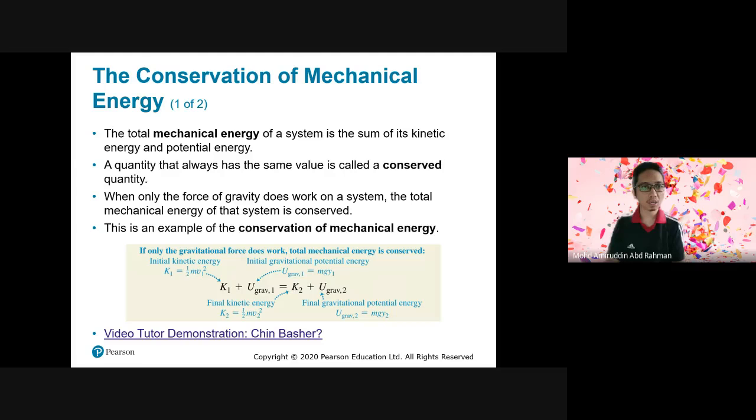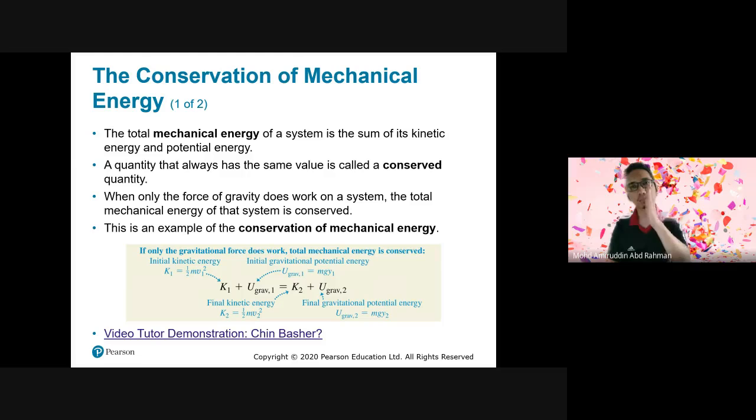Now the total mechanical energy of a system. We have the concept of the conservation of mechanical energy. The total mechanical energy of a system is the sum of its kinetic energy and potential energy. It is a combination, because you have movement. When the object is going up, the potential energy is involved, and also the kinetic energy. When the object is going down, the potential energy will be negative, but there is an increment of the kinetic energy.